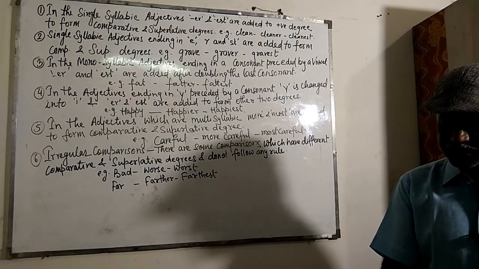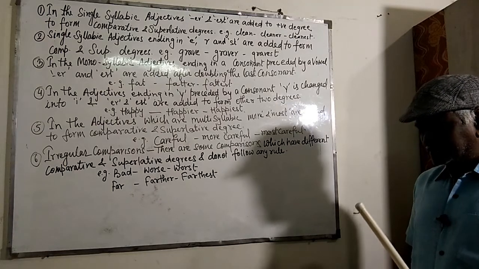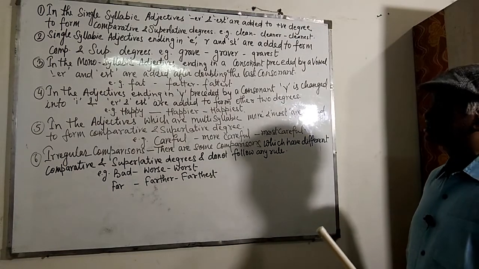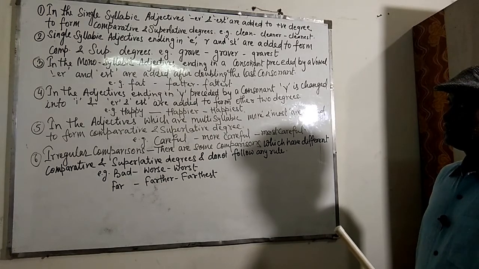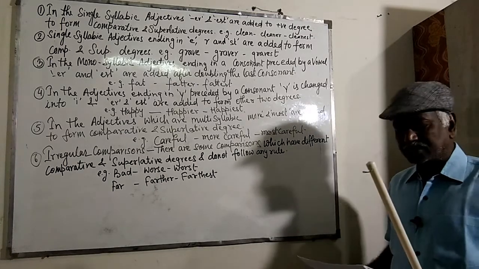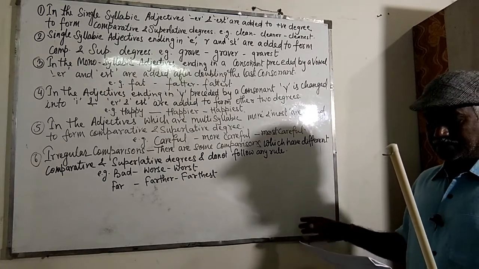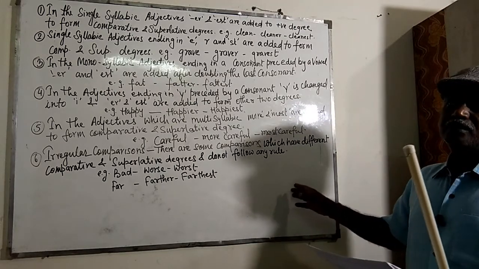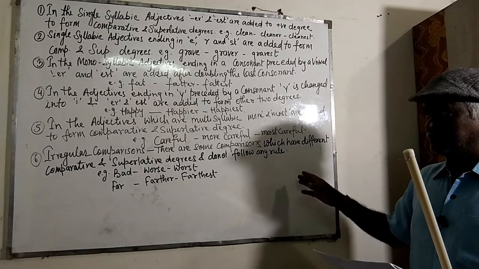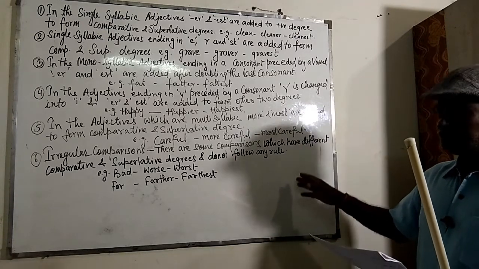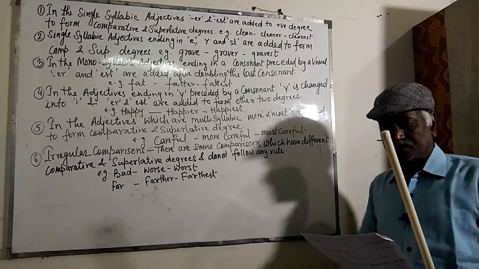The positive degree is used to express the quality of a person in a simple positive way. That is, Mohan is an honest man. Meena is a beautiful girl. Honest and beautiful are here in the positive degree of comparison.